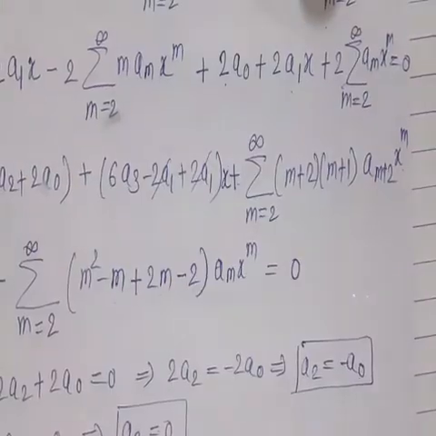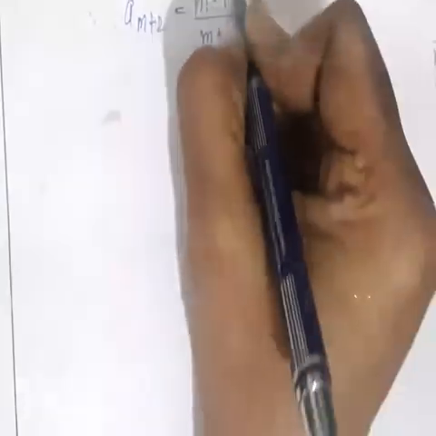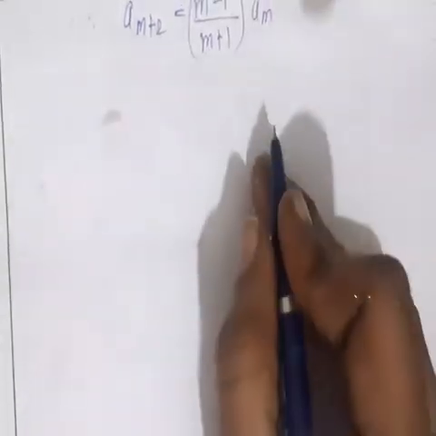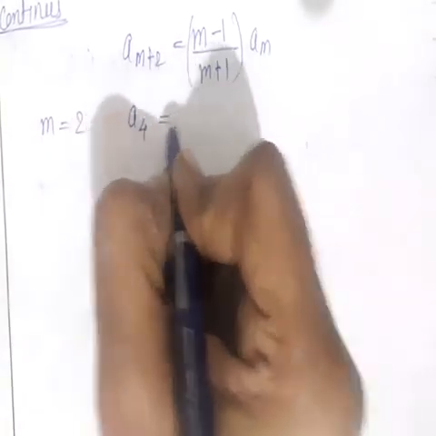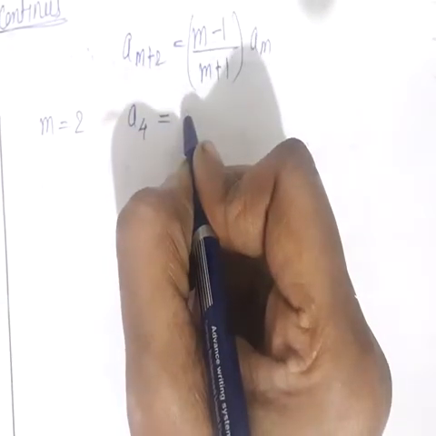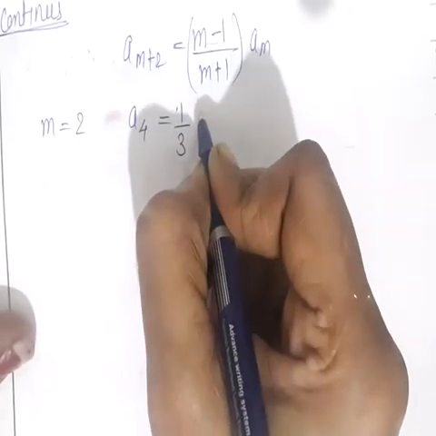Now the summation starts from 2. So we have to put values m is equal to 2, m is equal to 3, m is equal to 4, like that. So a of m plus 2 we got is equal to m minus 1 divided by m plus 1 multiplied by am. Now put m is equal to 2. It is a4 equal to 2 minus 1 is 1, divided by 2 plus 1 is 3. So 1 by 3 times a2.